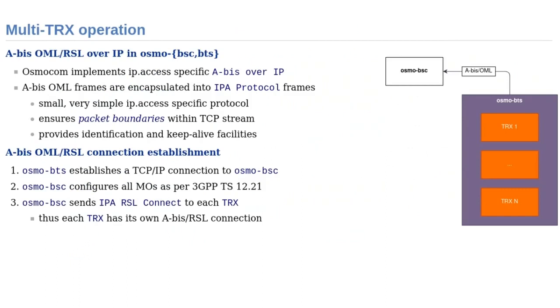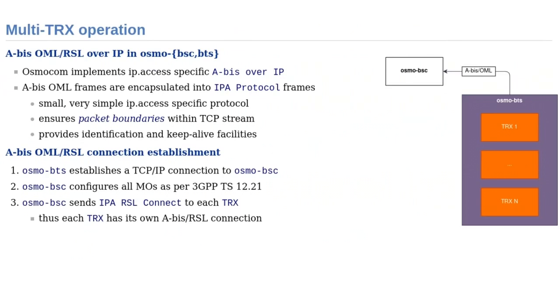And in Osmocom, at least for Osmo BTS and Osmo BSC, when they talk to each other, they use OML and RSL over IP. It's ABIS over IP. It's non-standard. We basically implemented it in the same way as IP access nano BTS expects this protocol to behave. And what you basically have is the TCP/IP connection, where you have an additional layer of IPA protocol.